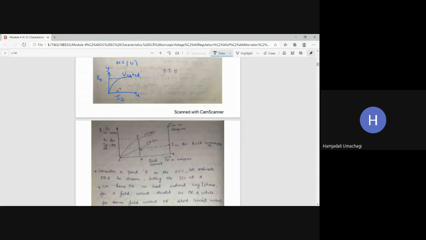So you have to keep on changing the field current IF till we get the rated voltage. Why, after changing IF, are we getting the rated voltage? It is very simple. Because voltage is directly proportional to what? E is equal to 4.44 f Tph Kp Kd. I hope you remember this formula.